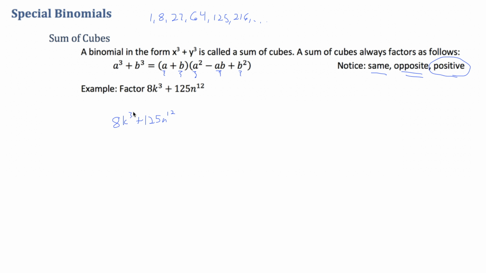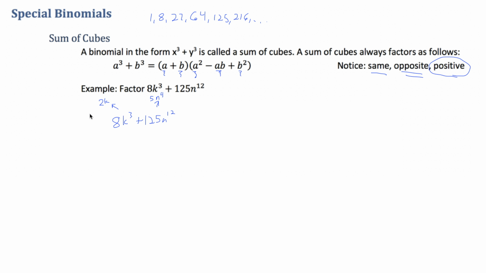And there are more, so don't just think there's only those. But are these perfect cubes? Well, yes, this is 2k cubed. And then over here we know 125 is 5 cubed. What about this n to the 12th? What times itself three times would give me n to the 12th? What we can do is take 12 divided by 3, because we're looking for cubes, which is 4. So this is n to the 4th. So 5n to the 4th times 5n to the 4th times 5n to the 4th would give me this.